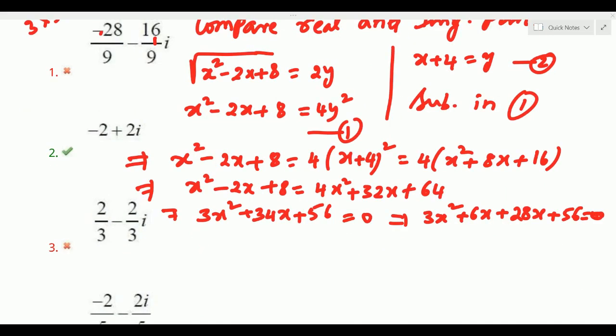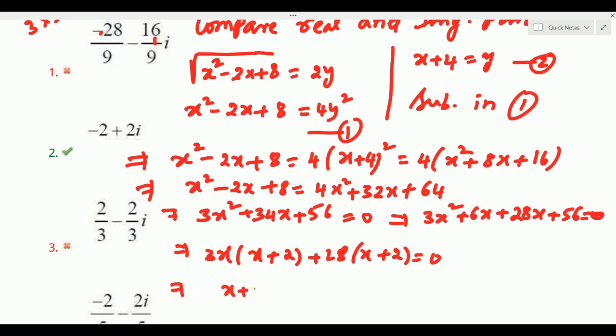Yes. What is the next? Let us take 3x common. By taking 3x common, we get x plus 2, right? Plus 28 common into x plus 2 is equal to 0. Now, what is common among those two? We can take x plus 2 common. X plus 2 into 3x plus 28 is equal to 0. Now what are the values of x? The x values we got are x equals -2 and x equals -28/3.